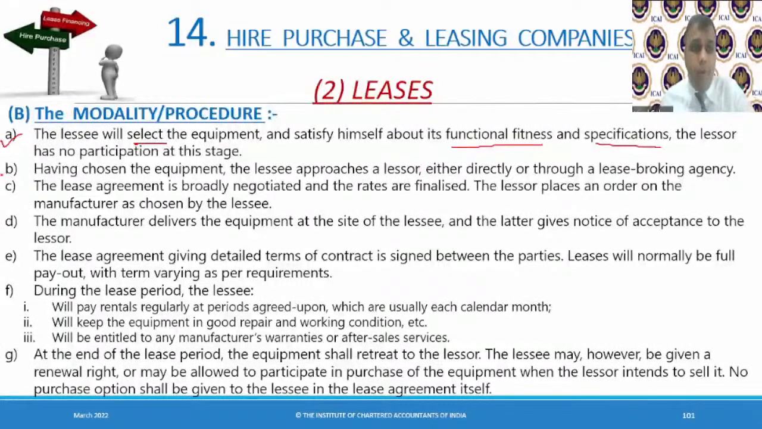Having chosen the equipment, the lessee approaches a lessor, either directly or through a lease broking agency. For example, if you need a space on rent, a hostel, PG, a home, or a commercial office space, you always approach a broker, a real estate agent, someone who arranges properties for you to take on rent. In the same way, for leases, there is a lease broking agency. You approach a lessor directly, or if you want, you can take the help of a lease broking agency, paying them commission.